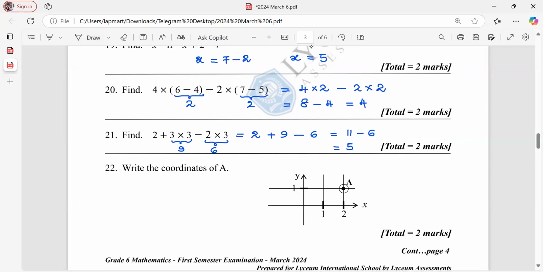So then write the coordinates of A. So here it is. First you want to write the x value. Then you write A equals to (2, 1), right? Because you can see this is the relevant x value and this is the relevant y value. First you write the x value, then you write the y value, right? So then that is how we write the answer for those questions.